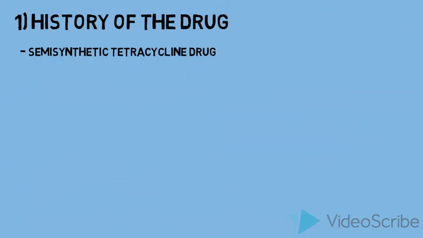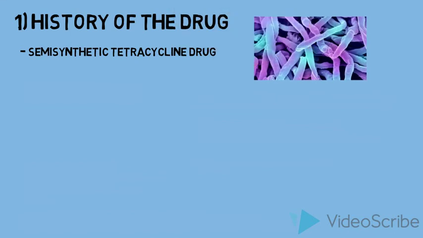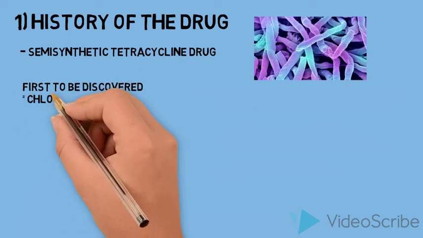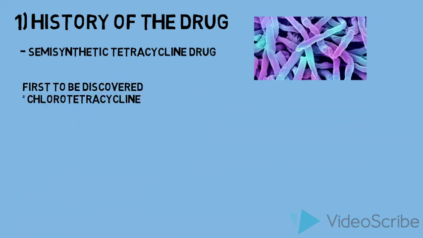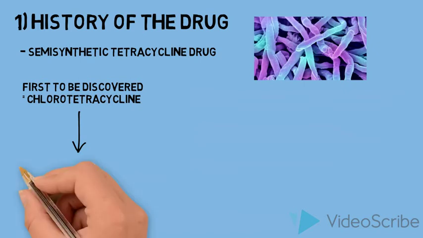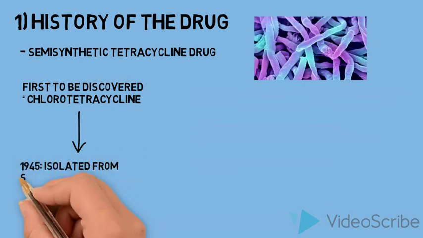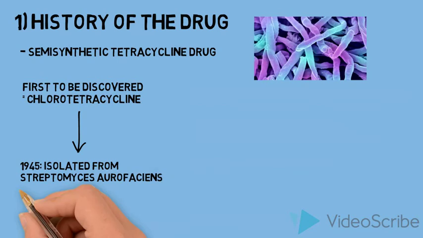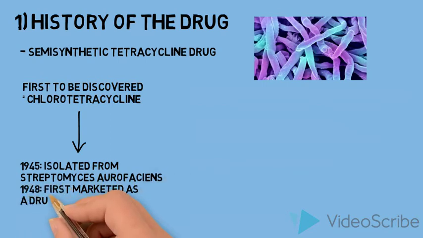Doxycycline is semi-synthetic, but some tetracyclines are produced naturally by Streptomyces bacteria, such as chlortetracycline, which was the first one to be discovered. It was isolated from Streptomyces aureofaciens obtained from samples of Missouri soil in 1945 and marketed as a medicine in 1948.